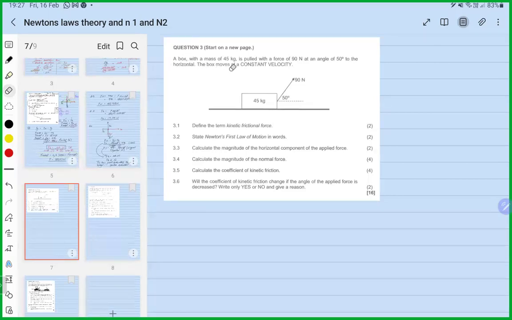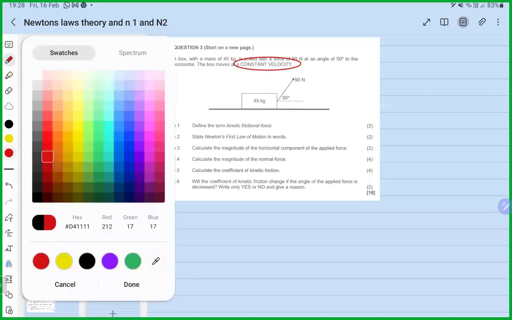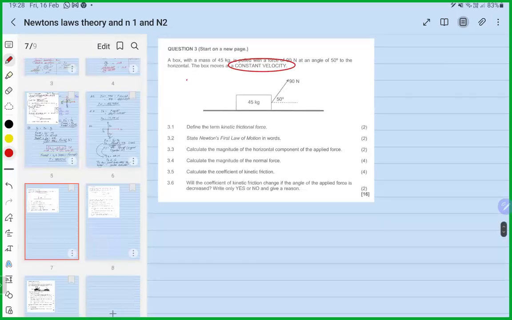A box with a mass of 45 kilograms is pulled with a force of 90 newtons at an angle of 50 degrees to the horizontal. And once again, the box moves at constant velocity. I'm trying to do all the Newton 1 questions first today. Because it's moving at constant velocity here, it means that your F net acting on this box is 0.